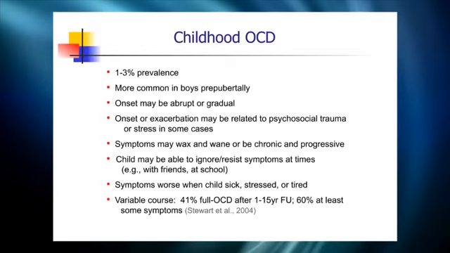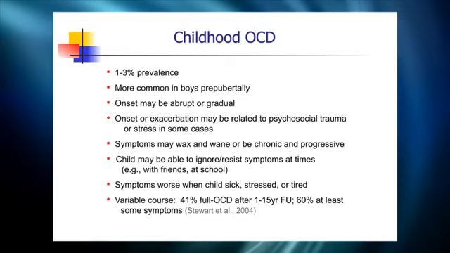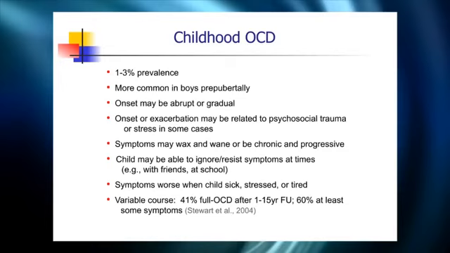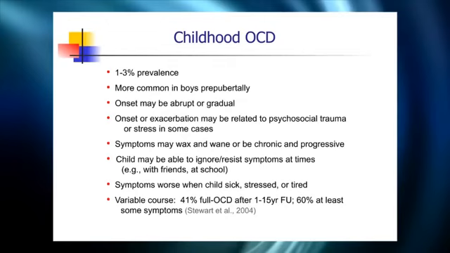And there's a variable course of the illness. There really have not been a lot of good follow-up studies. The best was by Evelyn Stewart, who did a meta-analysis of the literature. And these were mostly youngsters that had gone through psychopharm trials, because until somewhat recently, there hadn't been any large-scale CBT studies for kids or psychosocial treatment studies for kids. So these were mostly med kids, and they found 41% of the kids had full OCD after a 1 to 15 year follow-up. 60% had at least some symptoms. So it's a reasonably chronic disorder, at least in the absence of behavioral treatment.